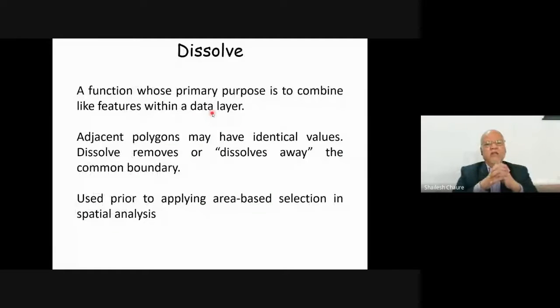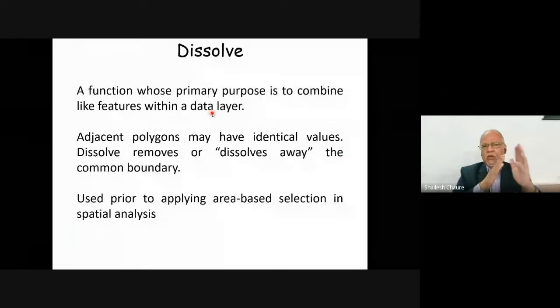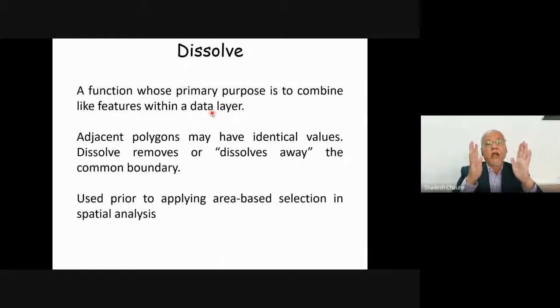Okay, this is another very interesting operation. Whatever we have talked about so far was related to the attribute, and the attribute was playing some role in that. The geometry was not directly playing any role in the things we have talked about so far. But now we can do some play with the geometry also. Dissolve is a function whose primary purpose is to combine like features within a data layer. Like features means, based on their attribute, of course. So adjacent polygons may have identical values, and dissolve removes the common boundaries used prior.